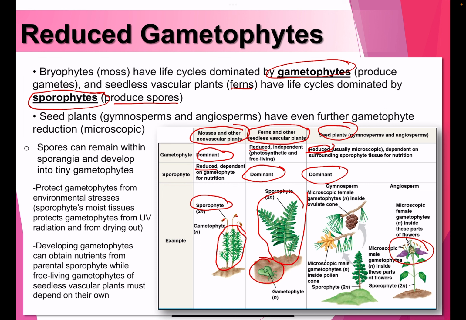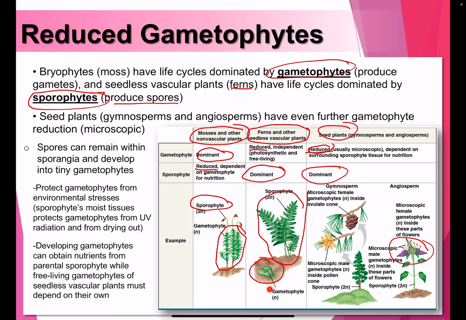And then in addition, developing gametophytes can obtain nutrients from parental sporophytes, while free-living gametophytes of seedless vascular plants must depend on their own. They gotta fend for themselves. Like I said, this gametophyte right here from a seedless vascular plant, they're just laying there by themselves. They gotta fight on their own, make food on their own, etc.